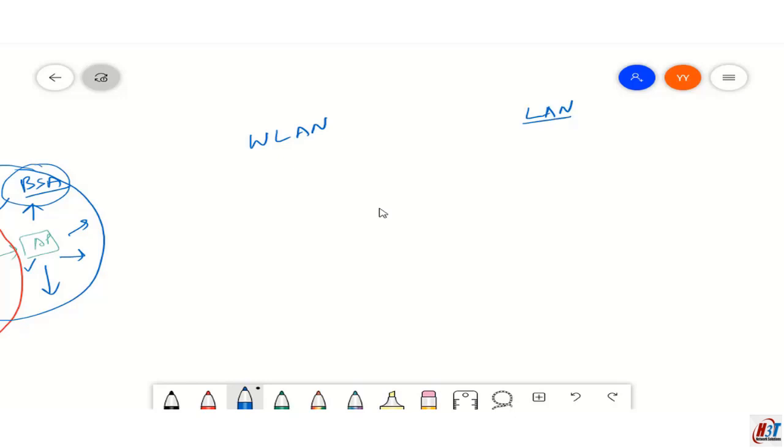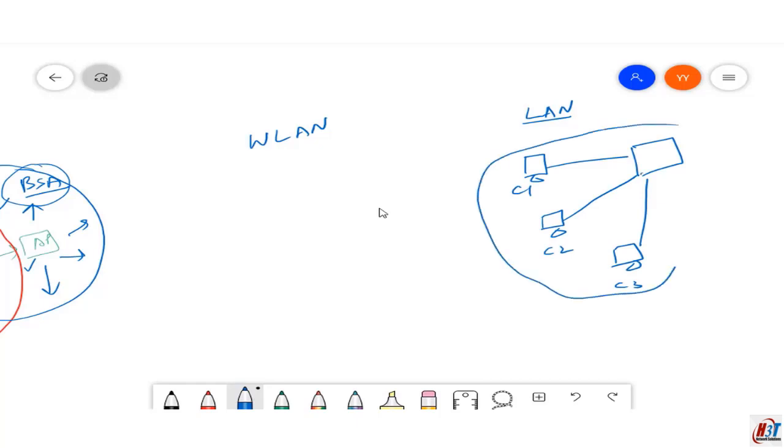So what happens when one or more than one client connects with each other through some networking device? They form a network. So this will be a network. And because these devices are connected locally, this will be called a local area network. So what will happen if I connect a few more devices here?